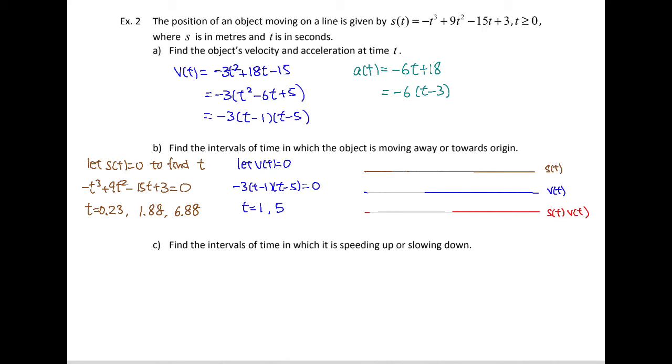So now let's put all the zeros on the number line. When we put the zeros on the number line, we have to use an open dot. The reason is, at that point, the value is 0. There's no positive or negative sign. So 0.23, 1.88 and 6.88. And the velocity time will be at 1 and 5. And we're going to copy down all the zeros onto the red line.